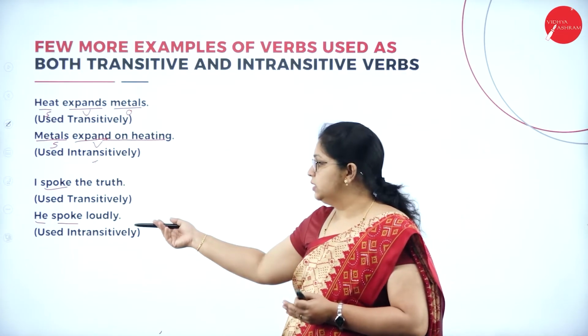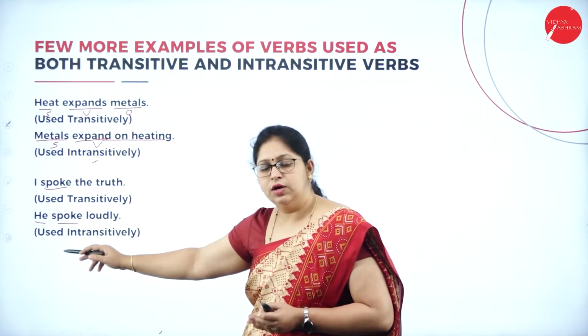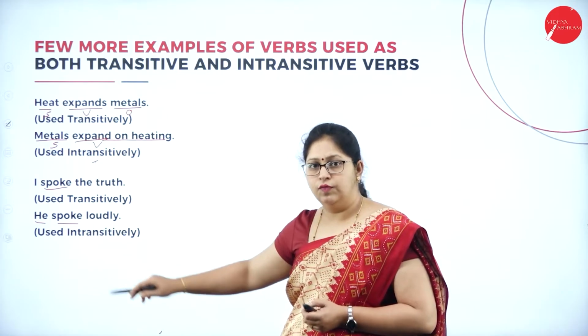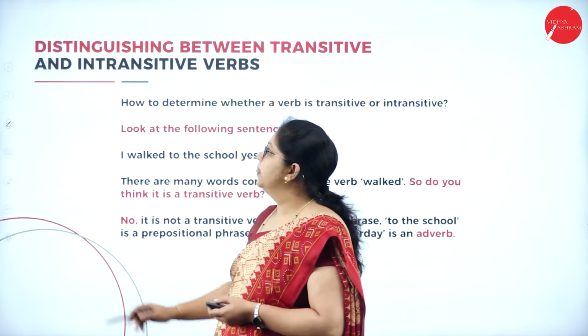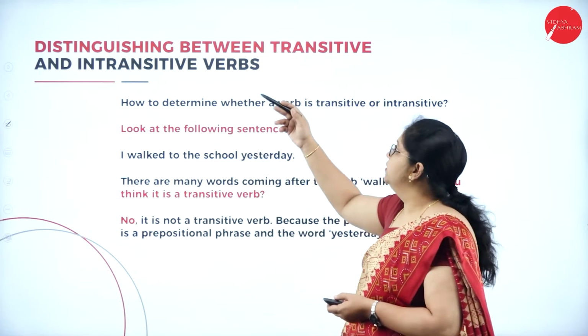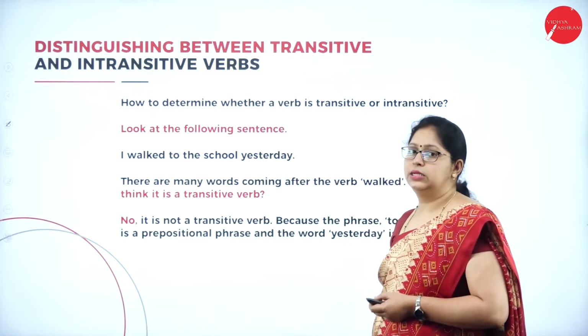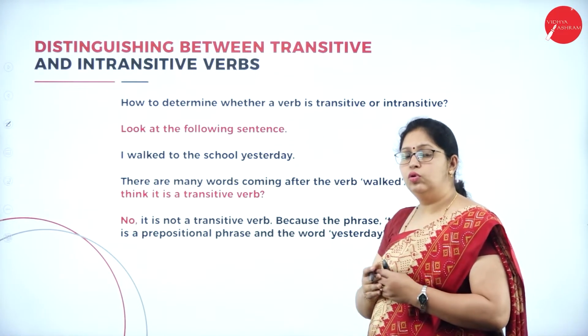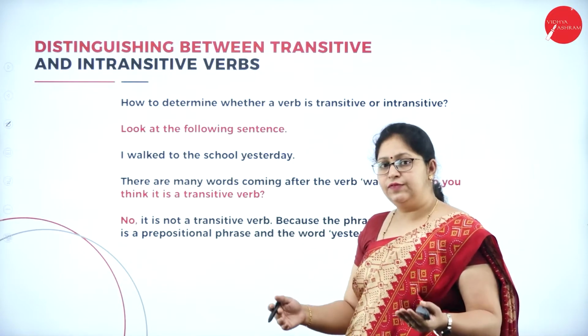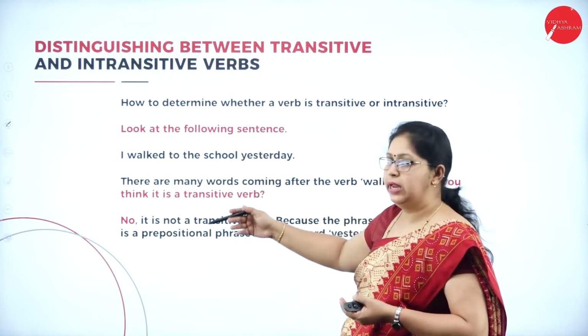There is no object in this sentence. So here the verb is an intransitive verb. Next, how to distinguish between transitive and intransitive verbs? How will you know to distinguish, to make the difference? That we'll be learning in this slide.